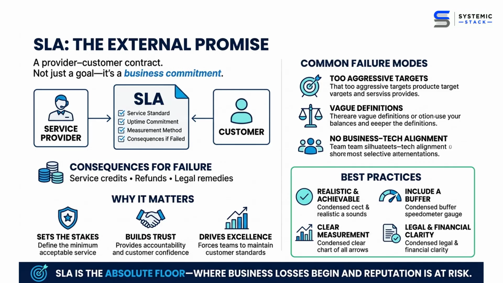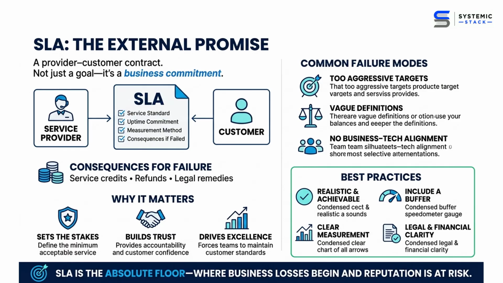Let's start with the SLA, or the Service Level Agreement. This is the external promise. Think of it as a contract between a service provider and a customer. It's not just a technical goal. It's a legal and financial document that outlines what happens if you fail. If you promise 3 nines of availability and you hit 2, the SLA dictates the consequences, usually in the form of service credits or refunds.